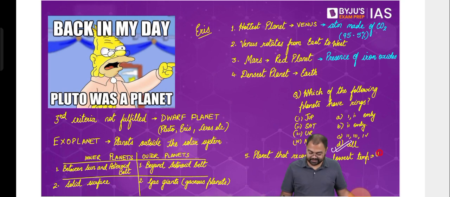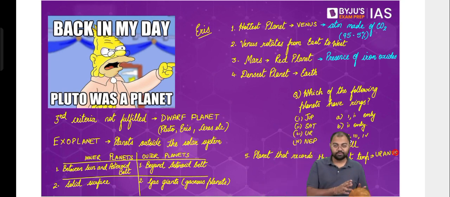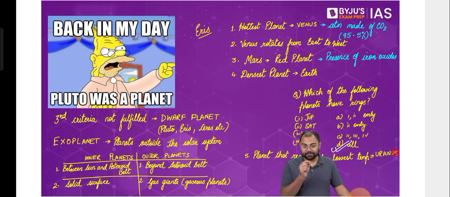So actually, this is where things again change. Just like the twist that we had in the hottest planet, there is a twist here as well. On an average, Neptune is colder. But when it comes to the absolute coldest temperature, it has been recorded on Uranus and not on Neptune. And that also has a reason.